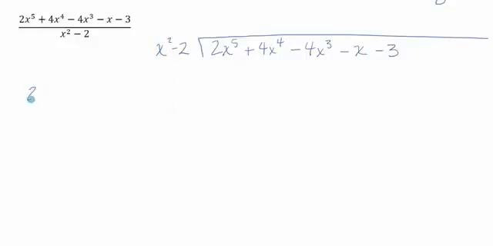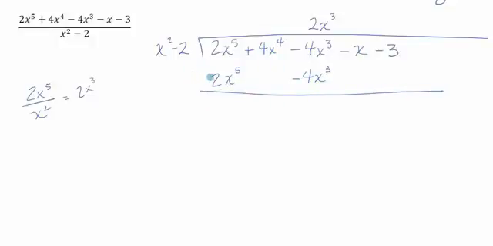cubed, right? Over here you're thinking 2x to the 5th divided by x squared is going to be 2x cubed. So that goes all the way over here in the x cubed column. 2x cubed. Then we multiply down. 2x cubed times x squared is 2x to the 5th. 2x cubed times negative 2 is a negative 4x cubed. Notice we don't put it here, we put it in the x cubed column. So we want to make sure and combine it with other cubes, not with a power of 4.